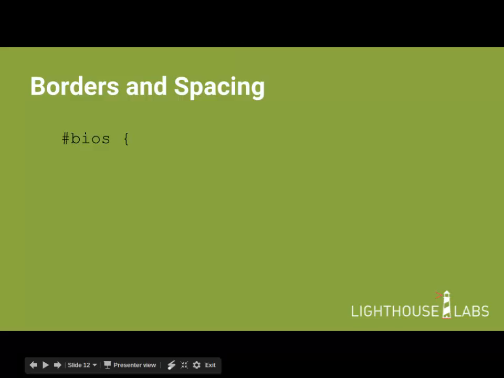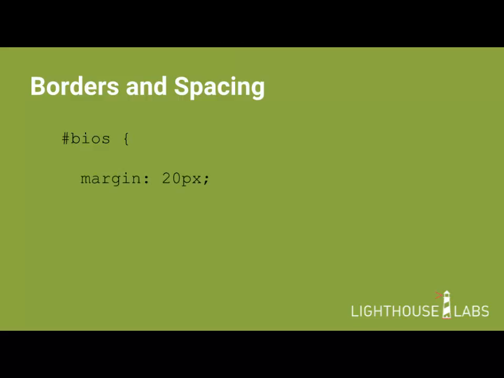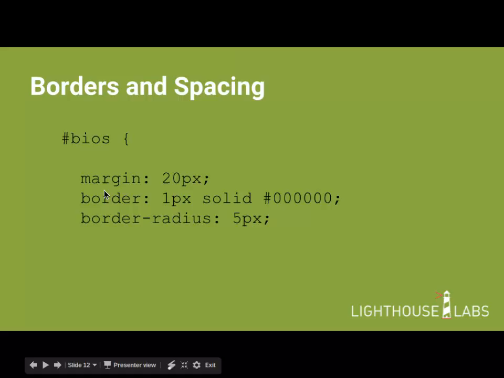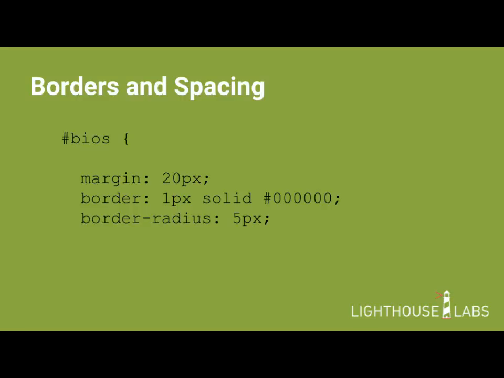So, adjusting the borders and spacing. This is BIOS. We give a margin of 20 pixels. Okay, Miller kind of did this demonstration, but I will explain what these do. The margin is the space outside the box. We're just giving a lot of space around it so that nothing overlaps, which makes it easier to read.